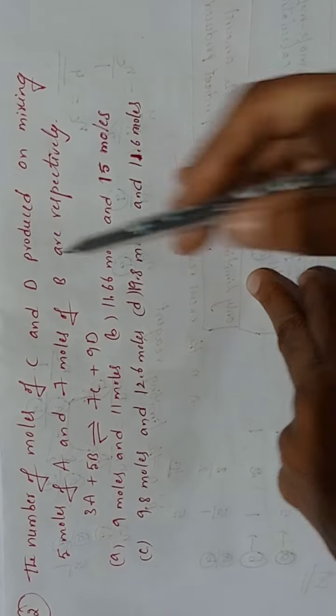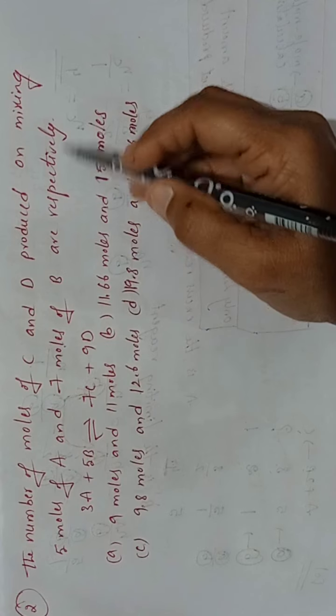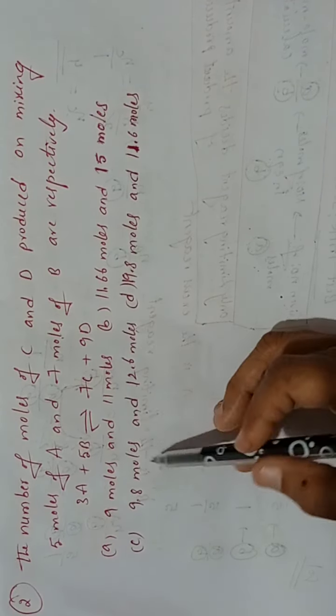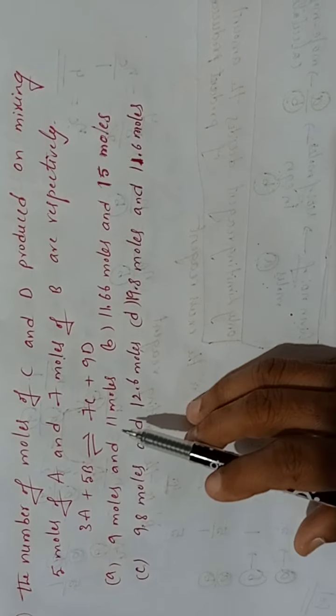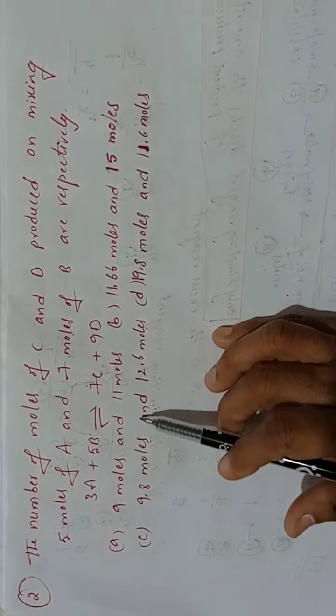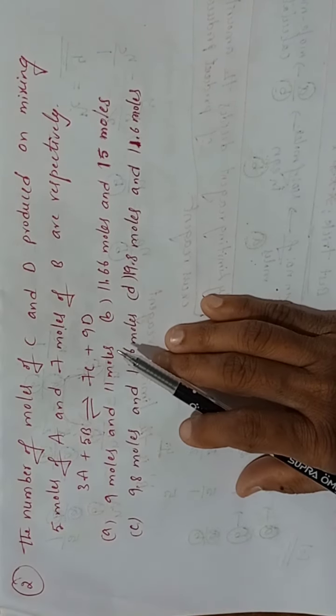The question: the number of moles of C and D produced on mixing 5 moles of A and 7 moles of B, respectively, in the reaction 3A + 5B = 7C + 9D, are 9 moles and 11 moles. These are the four options given, students. Now which is the correct one? We have to find it.